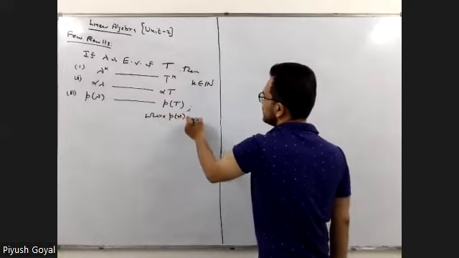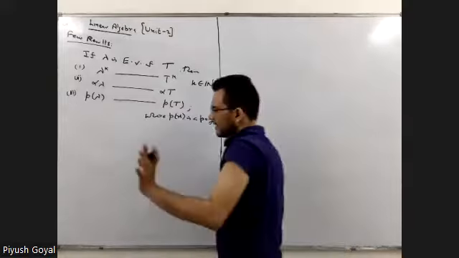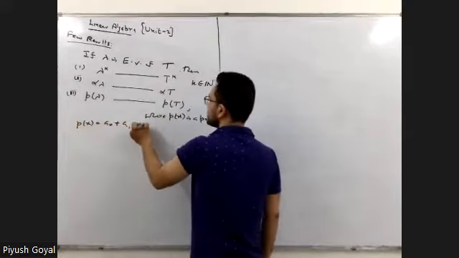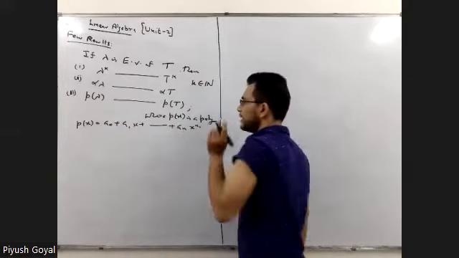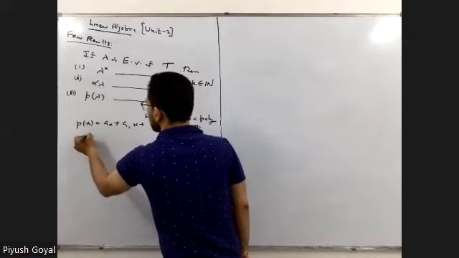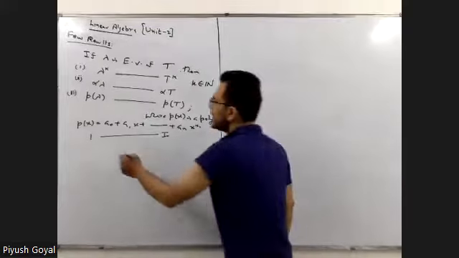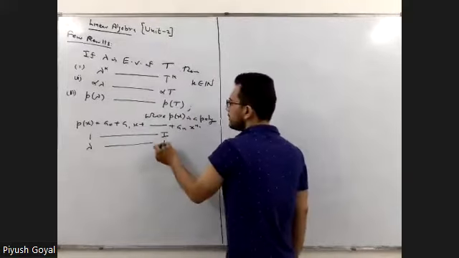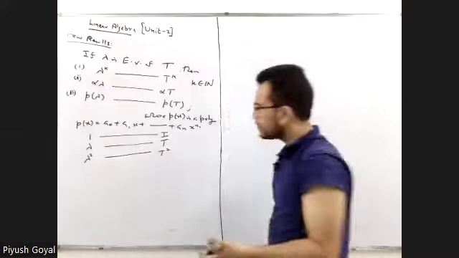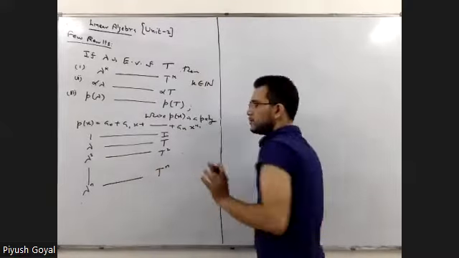p(x) is a polynomial. So what I'm trying to say is, for example, you have p(x) equal to a0 plus a1 x plus so on up to an x raised to the power n. Now when I say that lambda is eigenvalue of T, then I say lambda square is eigenvalue of T square, up to so on lambda raised to the power n is eigenvalue of T raised to the power n.